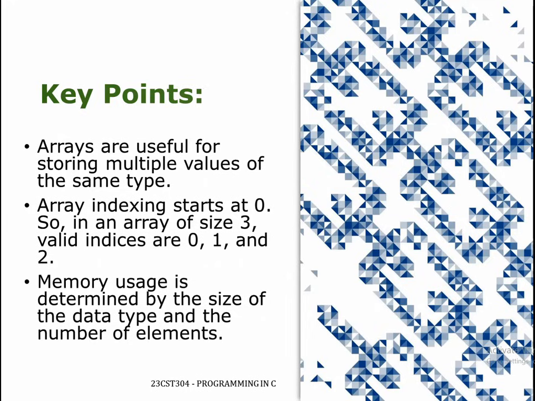The third point is that memory occupied by an array depends on two things: the size of one element and the total number of elements. We calculate it using the formula total memory is equal to size of data type into number of elements. Finally, always remember that arrays are stored in continuous memory locations. Because of this, accessing array elements becomes very fast. These are the key points you should always remember whenever you work with arrays.